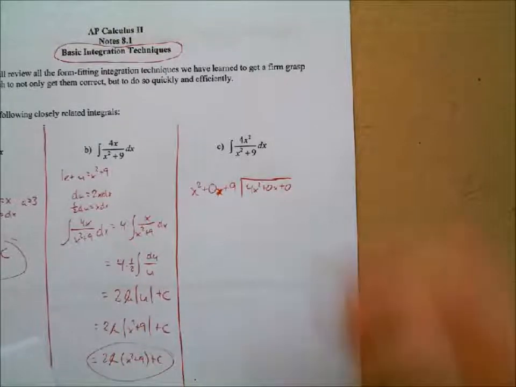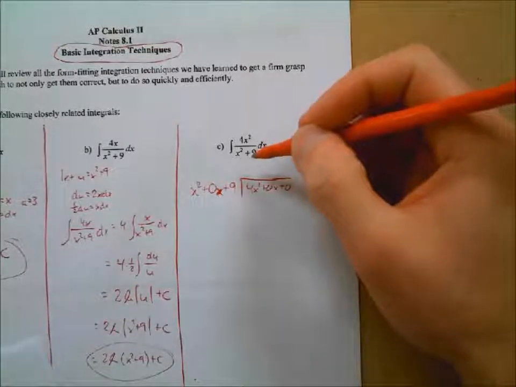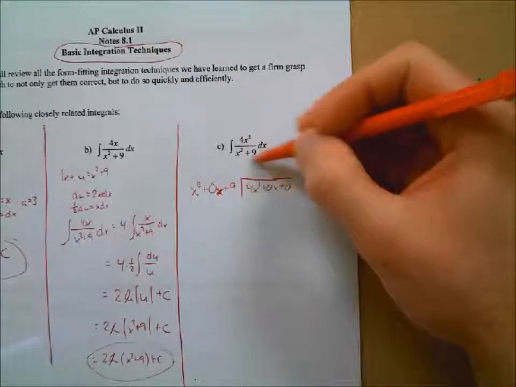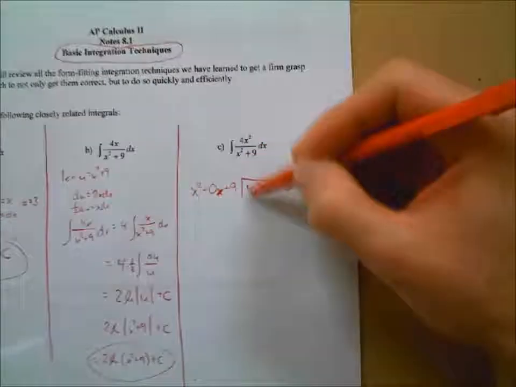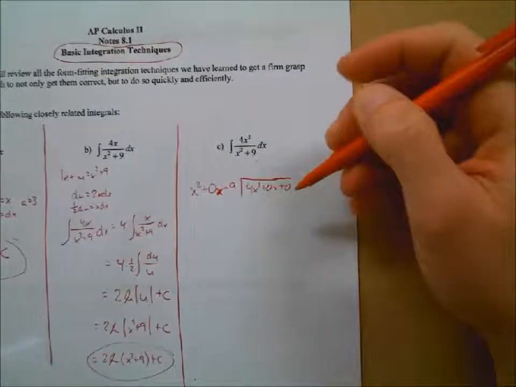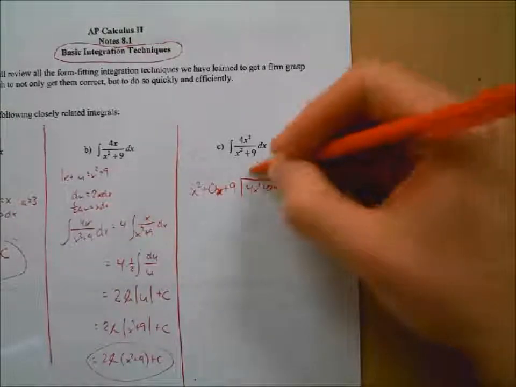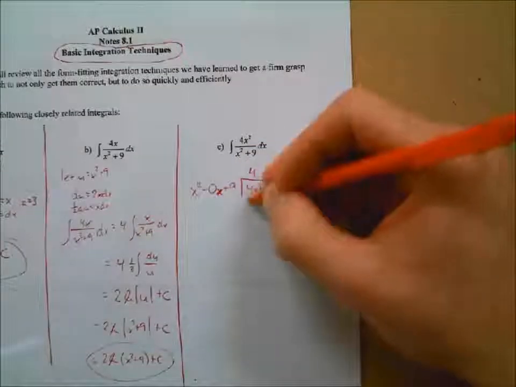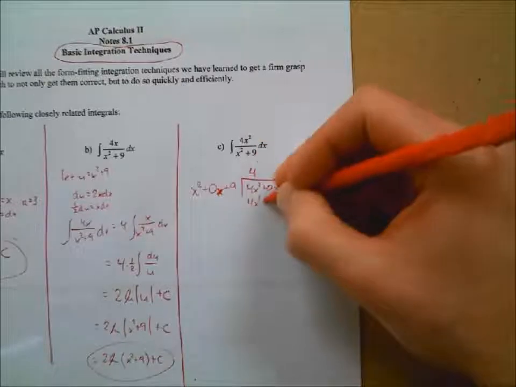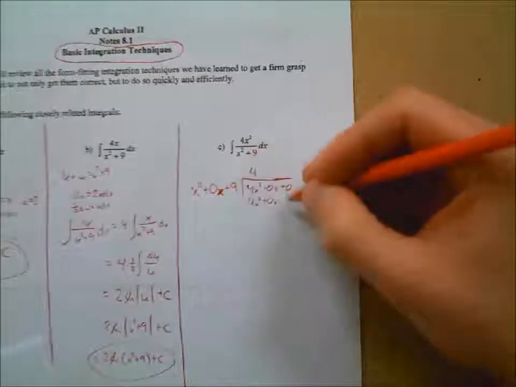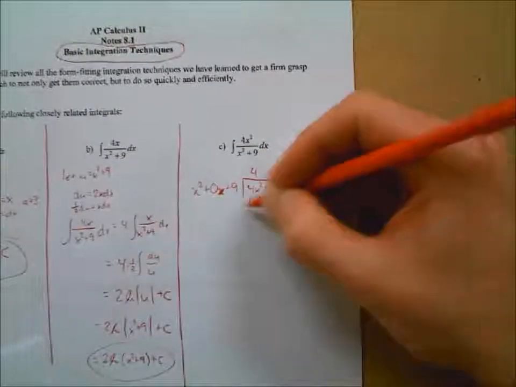Okay, so let's see if we can remember how to do long division. We need something times x squared to give us 4x squared. 4. Very good. 4 times x squared is 4x squared. 4 times 0x is 0x still. 4 times 9 is 36. And we're going to subtract that quantity.